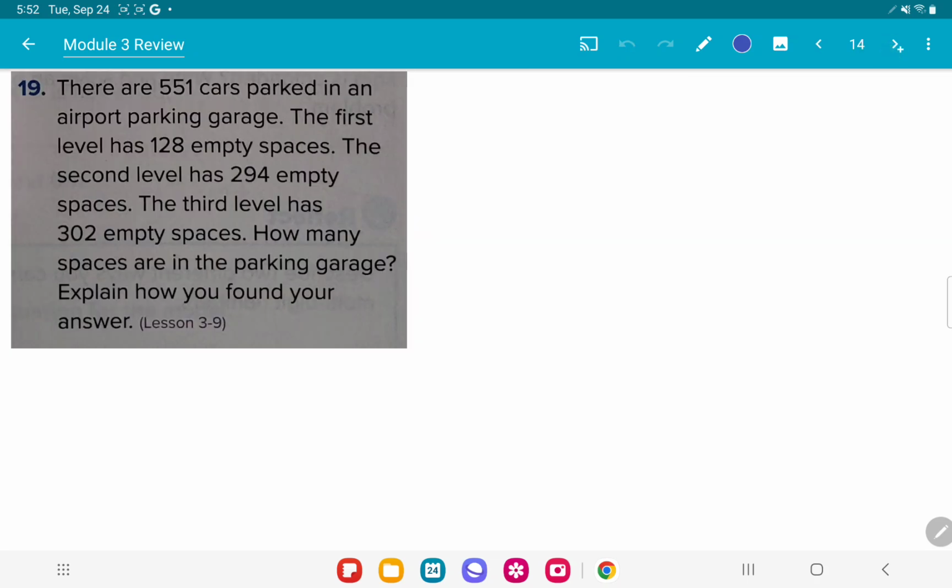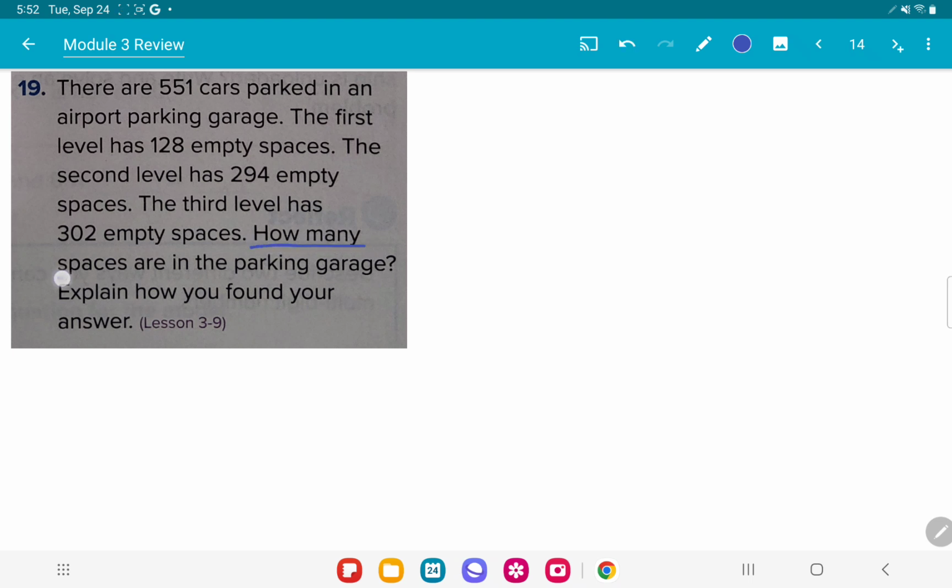And number 19, there are 551 cars parked in an airport parking garage. The first level has 128 empty spaces. The second level has 294 empty spaces. The third level has 302 empty spaces. How many spaces are in the parking garage? Explain how you found your answer.